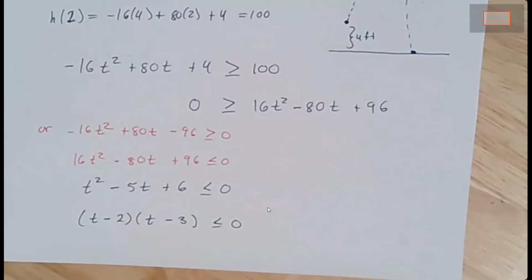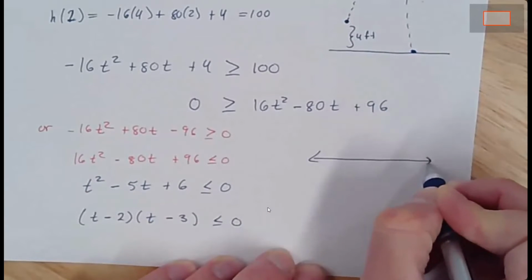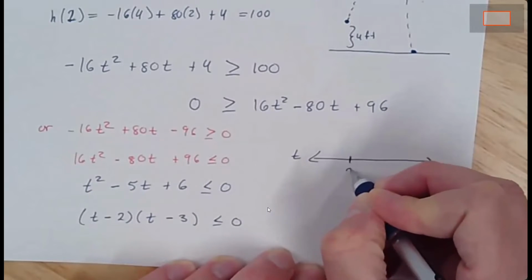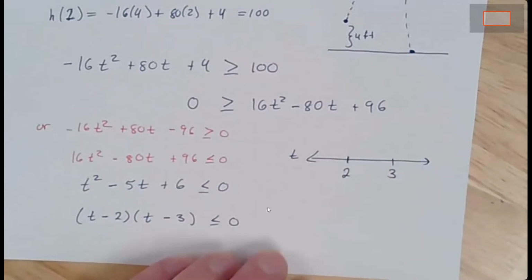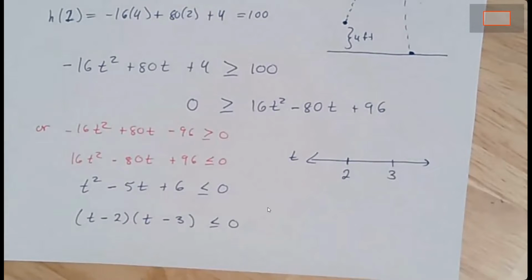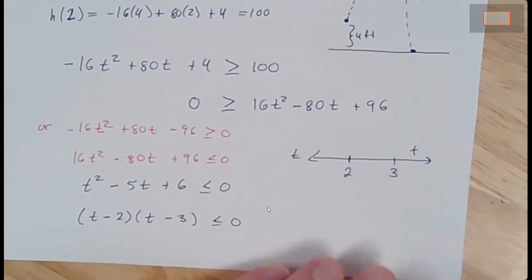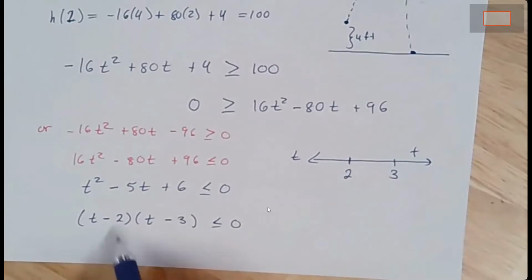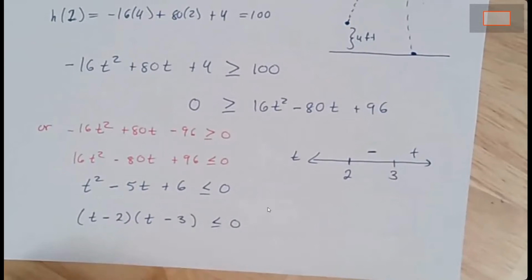And I want to see when that's less than or equal to 0. So I'm going to use the number line. Look at when t is 2, when t is 3. So when t is either equal to 2 or 3, this expression is equal to 0. But when t is, say, bigger than 3, like 4, you get a positive times a positive, which is positive. When t is between 2 and 3, like 2.5, 2.5 minus 2 is positive. So 2.5 minus 3 is negative, and a positive times a negative is negative.